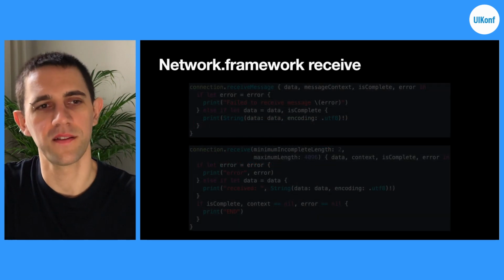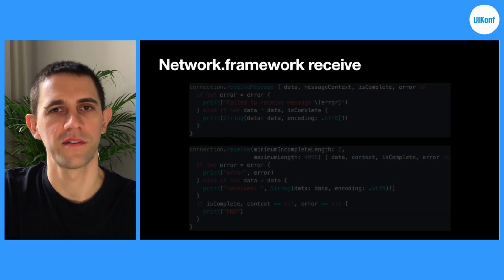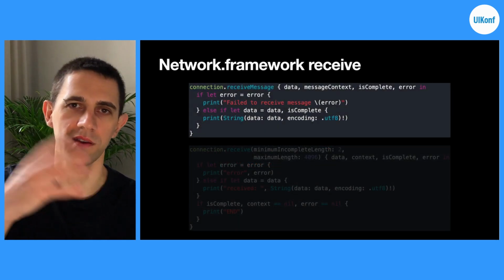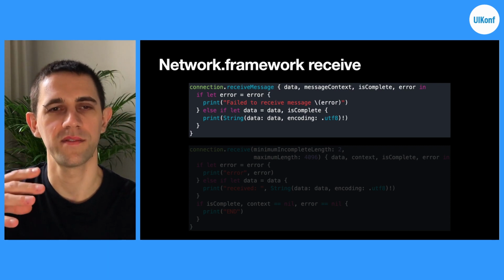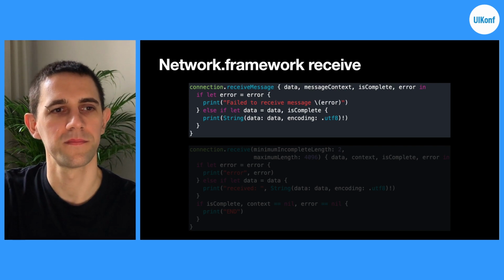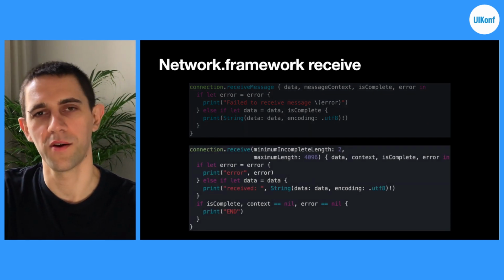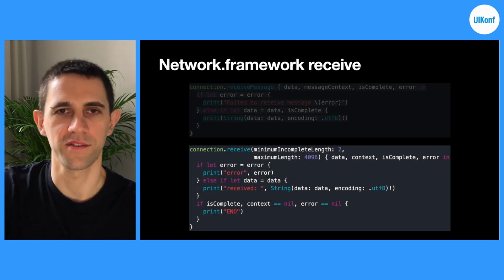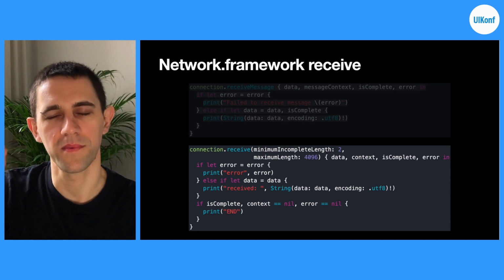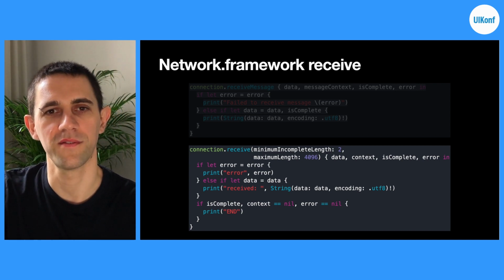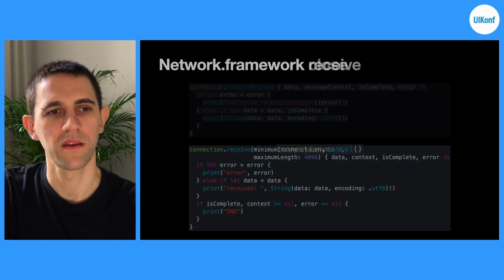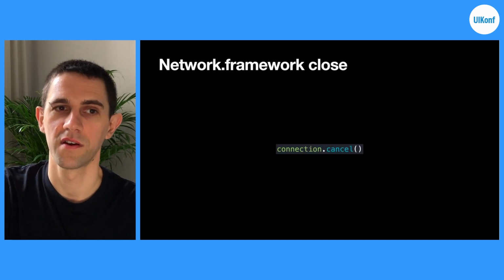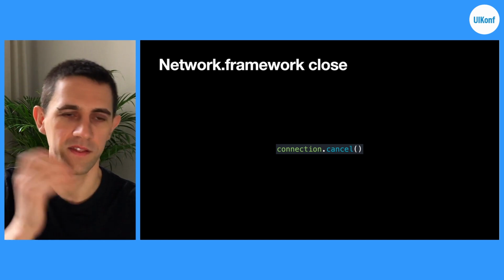To receive data, there are two options. The first one is that we receive a message, so we can see if it's the final message, and in the closure, we can process it. Or we have a more granular way, where you can specify the minimum and maximum length we want to receive. And once we're done, we just cancel the connection, and that's it.